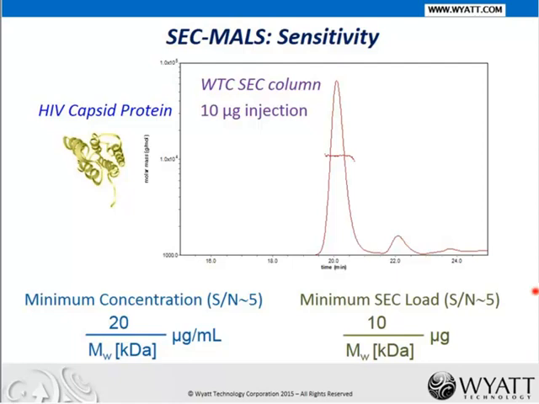So let's take a moment to look at this minimum load. If our protein is 10 kD, like this HIV capsid protein, then the minimum load is only 1 microgram. When our protein is 10 times larger, 100 kilodalton, then the minimum load is only 0.1 microgram. If we're using a narrow bore column, then the amount required is only a third. And the UHPLC column would reduce the minimum load even further.